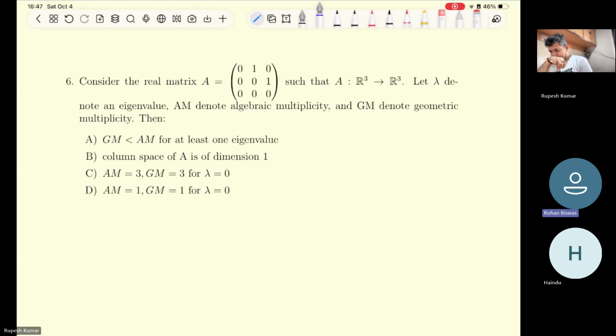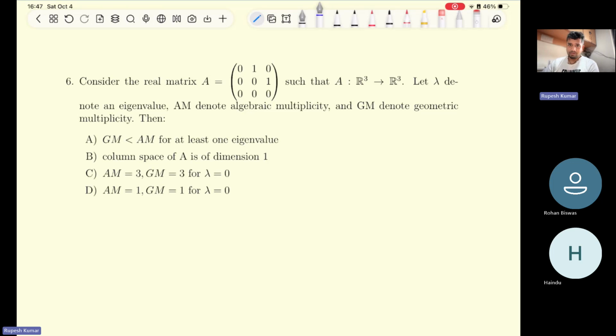Zero repeats three times, and the eigenspace only considers two vectors. All the eigenvalues are zero, right? It's a diagonal triangular matrix. Determinant is zero, trace is zero. At least some of the eigenvalues are also zero, right?